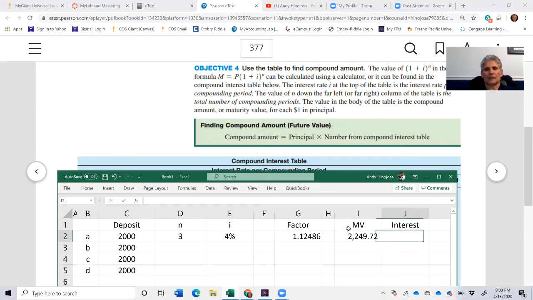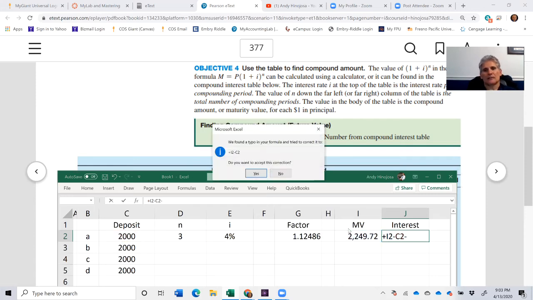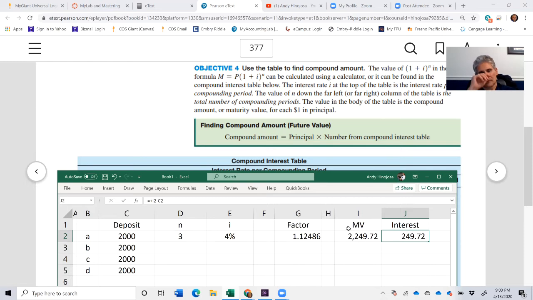$2,249.72. And then the interest that we earn for that period is going to be the maturity value minus the original deposit. So the amount of interest we earned is $249.72.